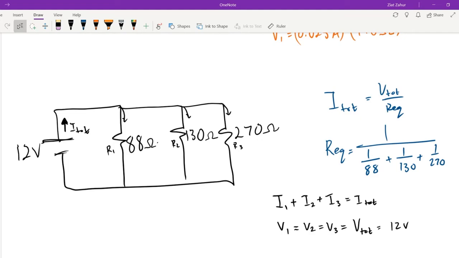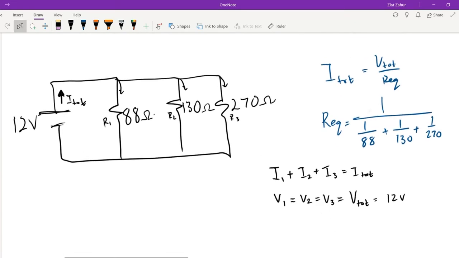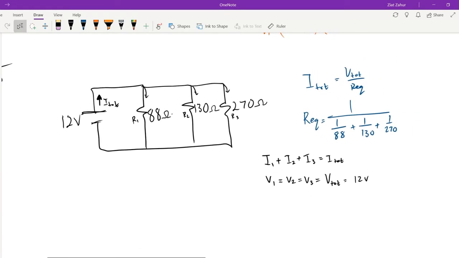Okay. So if you want to find individual currents, like in part B, it says find the current through the 88. So let's find I1. I1 must equal V1 divided by R1. So when you find individual values, use the individual resistances. Unless of course the total current goes through that resistor.